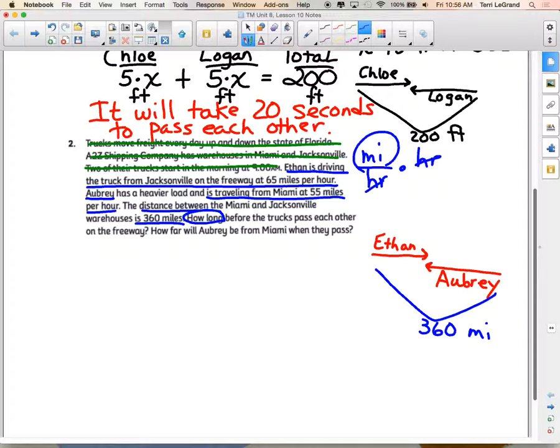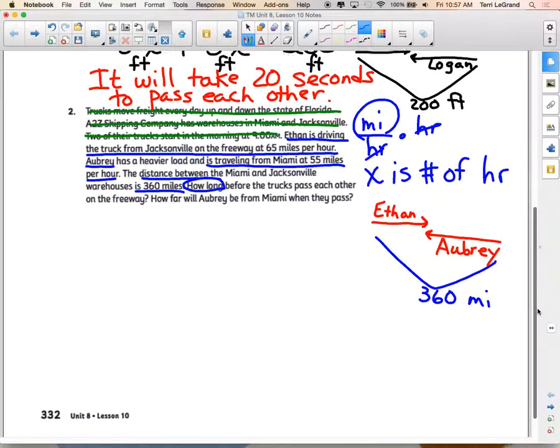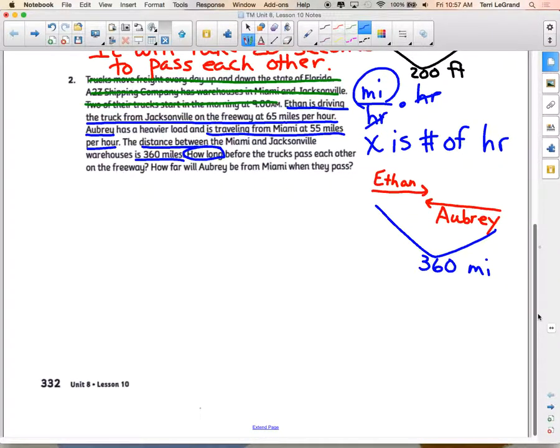No, we don't solve the problem. We haven't got something described. The x has to be described. So x is what? The number of hours. X is the number of hours. How long? Okay. Maybe now we're ready to set up an equation, right?